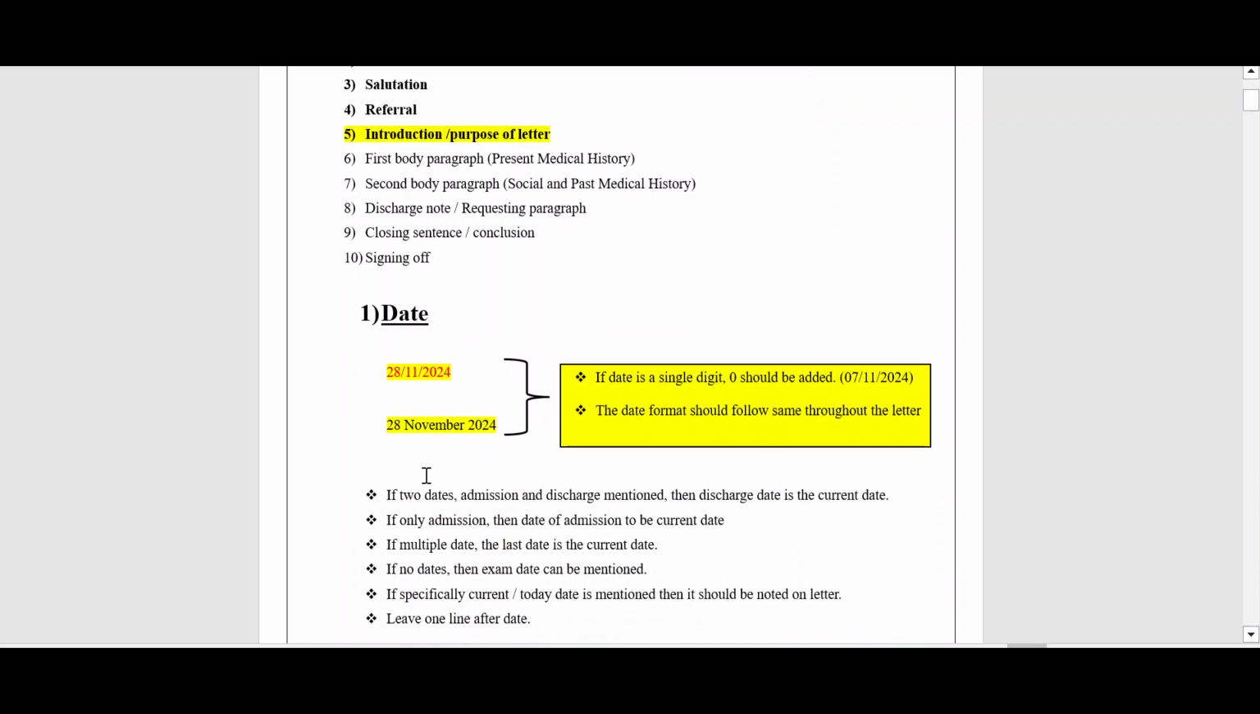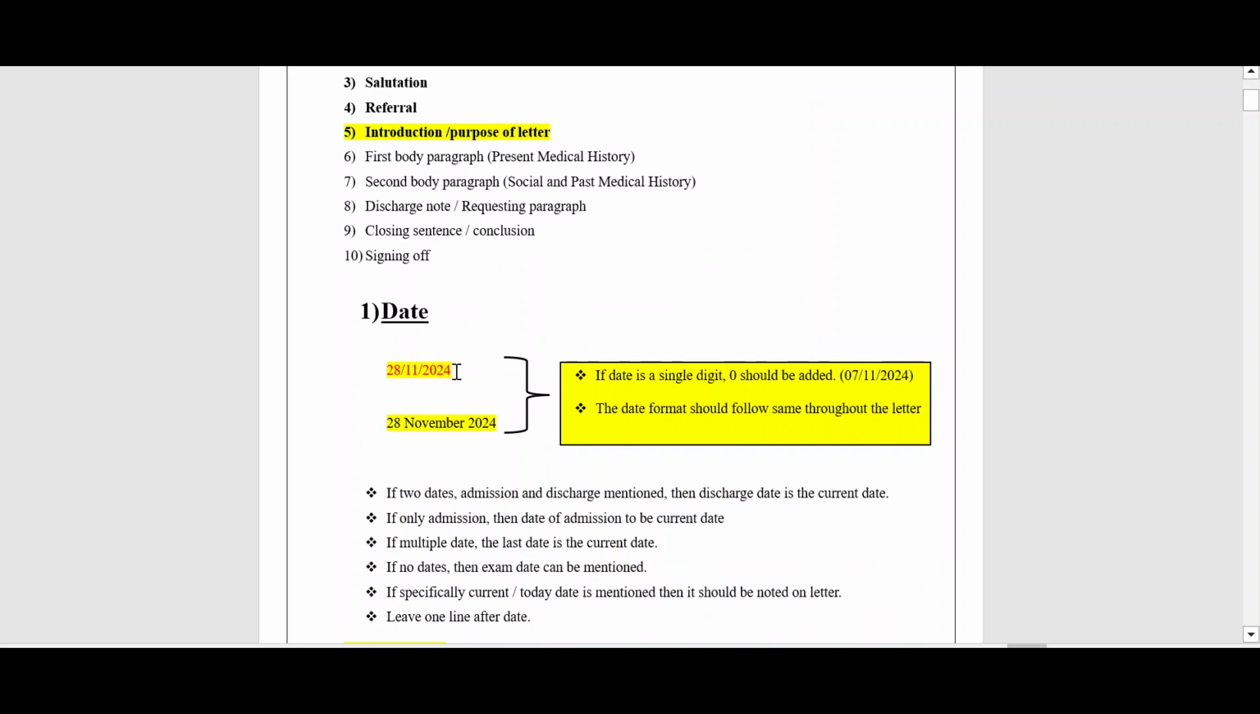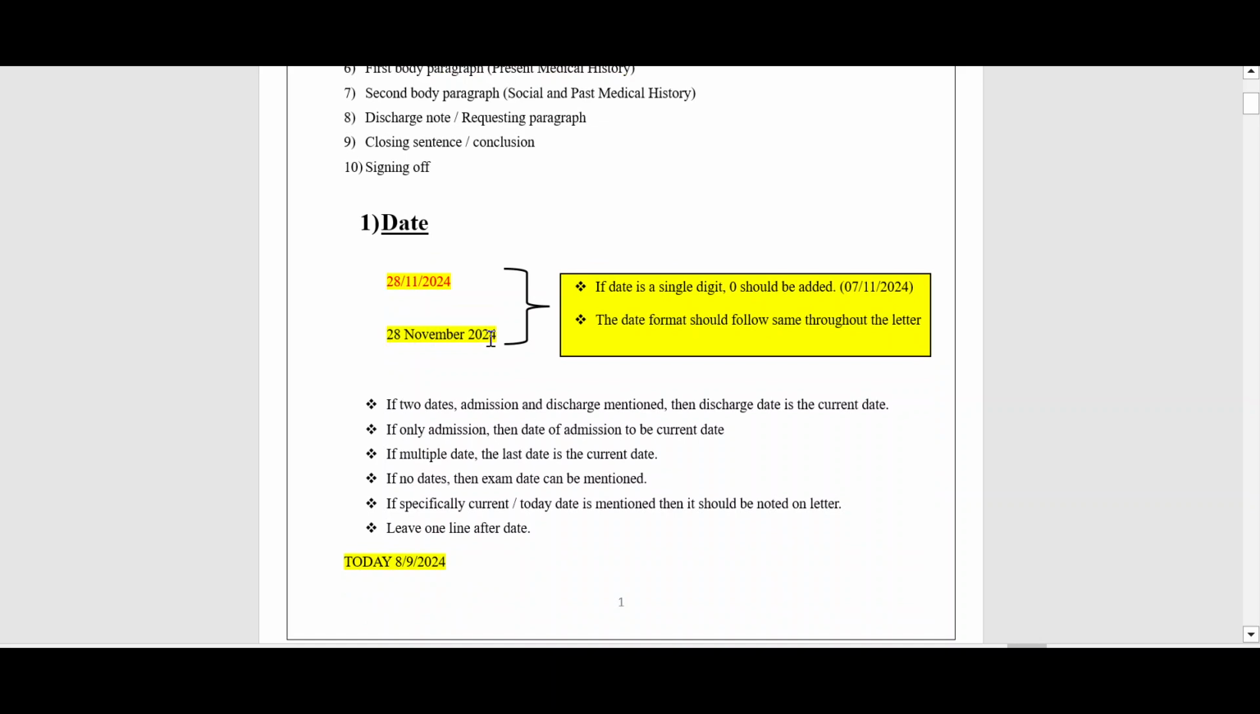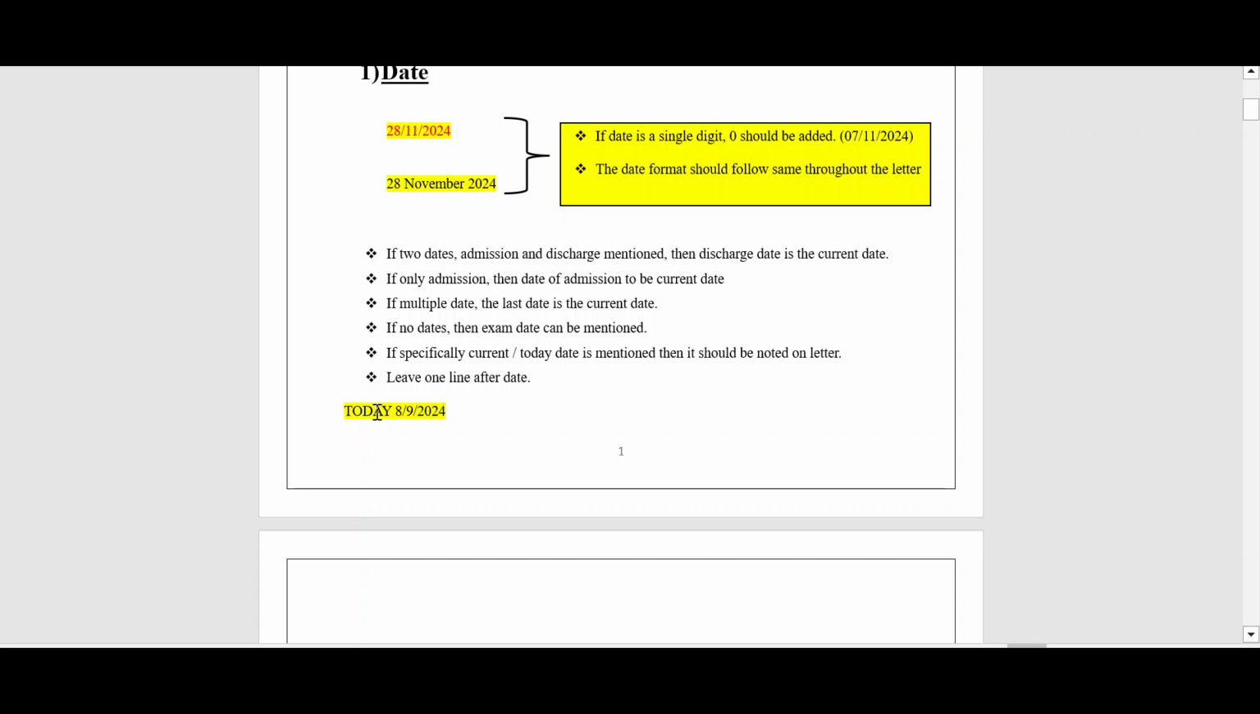In a date, if you have chosen this pattern, then you need to follow it till the end. If you are choosing this for your letter writing, this date style should be till the end. If today's date is mentioned, then the letter writing date should be this only at the beginning. If the discharge date is mentioned without today's date, then you should mention the discharge date. If these two are not there, you can also mention the admission date. And if there is no date at all, then you can just take the exam date.